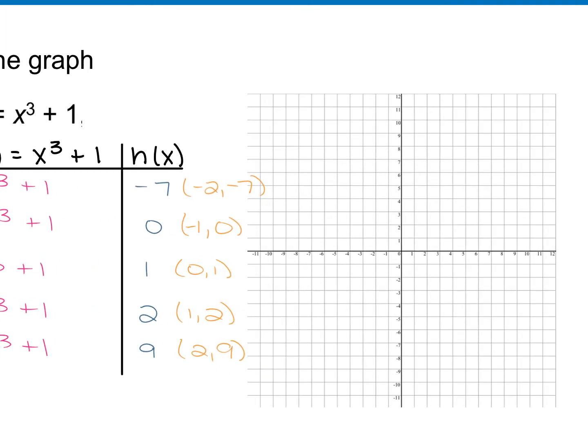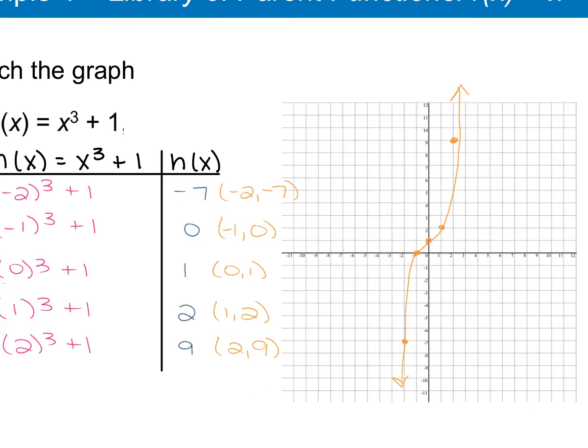So on our coordinate plane, for (-2, -7), we're going to go to the left 2, down 7. Watch your point. Then (-1, 0) is on your x-axis. (0, 1) is on your y-axis. (1, 2), right 1, up 2. And then (2, 9), right 2, up 9. So this one actually curves to the right and continues to go up.